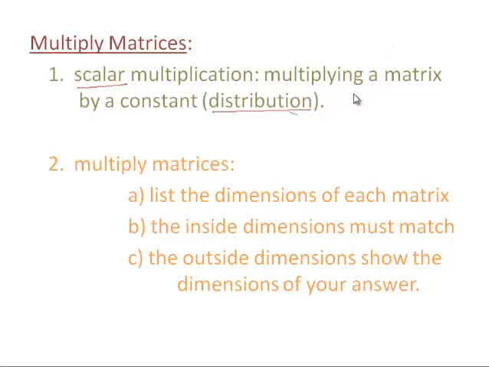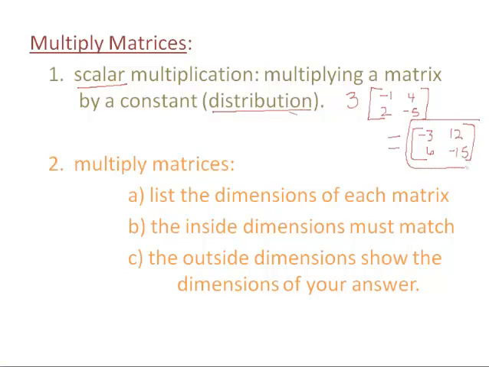Whatever number is on the outside, you are just going to distribute it through. An example of this would be having the number 3 being multiplied by a matrix on the outside. So negative 1, 2, 4, negative 5. If that 3 is on the outside, you're just going to distribute it to all of the elements that are on the inside of the matrix. So 3 times negative 1 is negative 3, 3 times 2 is 6, 3 times 4 is 12, and then 3 times negative 5 is negative 15. Okay? And that would be your answer for this scalar.